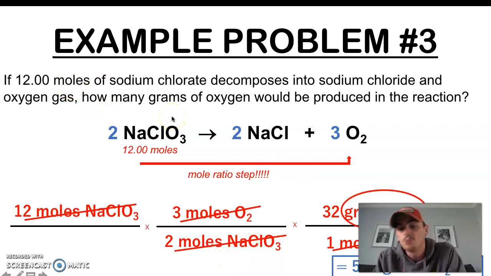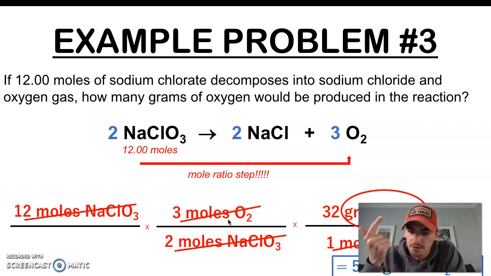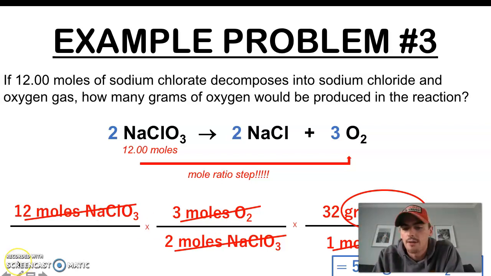You'll also have a few that go the other way. Get to the mole step, use the mole ratio, and then just be a problem solver and think about what the problem's asking you to get to. Write your reaction, balance it, draw your brackets, and then be a problem solver and get to that mole ratio step. Go get after it on the assignment.